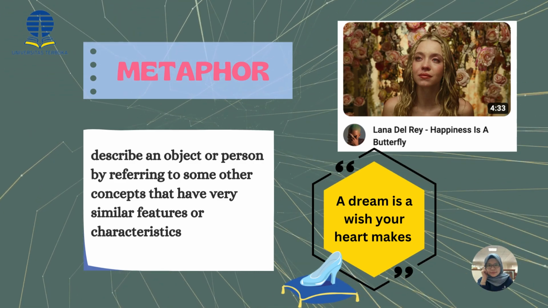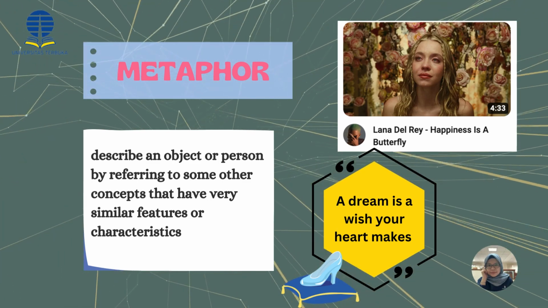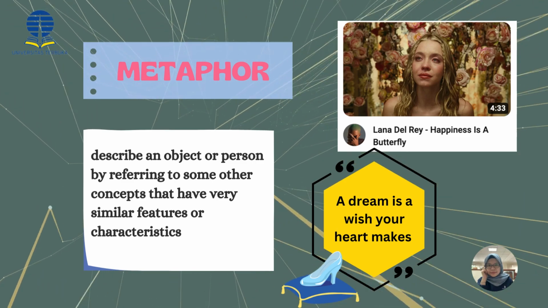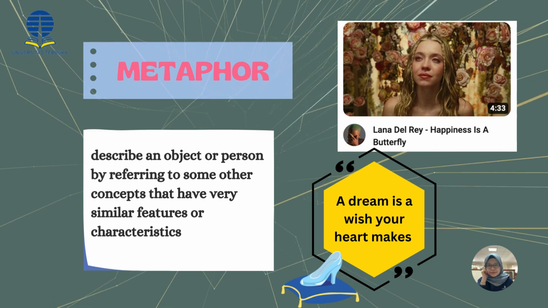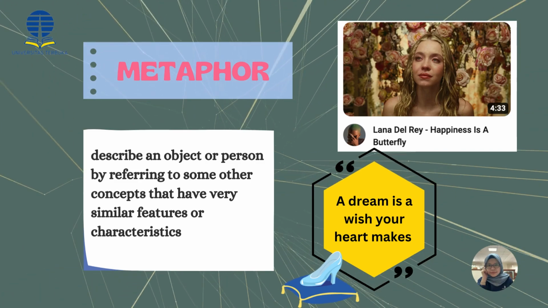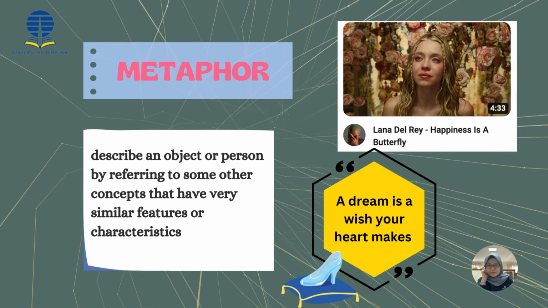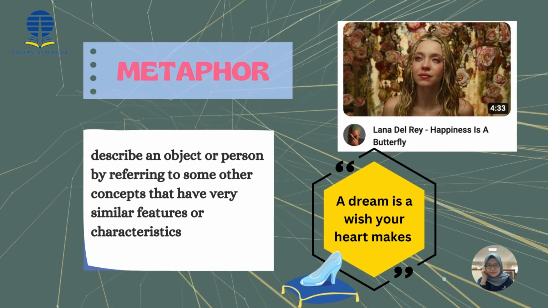An example from a song titled Happiness is Butterfly. We can assume that happiness is like a butterfly, free, beautiful, colorful, and many more. Another example is A Dream is a Wish Your Heart Makes, a song title of Cinderella the movie. Literally, our heart cannot make a dream, yet metaphor makes us create imagination that heart can use.